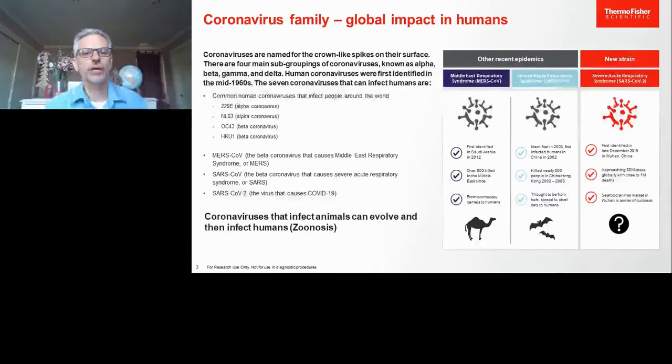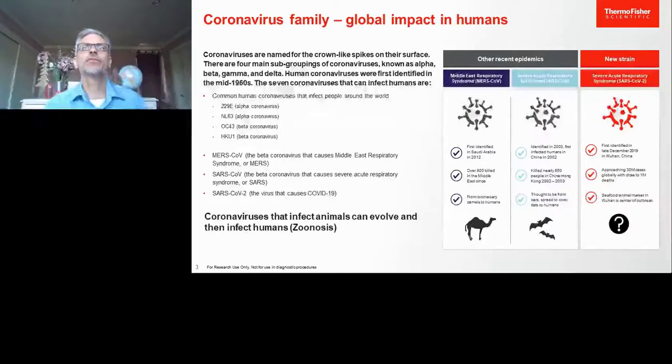And then there are 3 more serious viruses that produce much more severe respiratory infections. These are Middle East Respiratory Syndrome, or MERS, and the first version of SARS, and then the version of SARS that we're dealing with now, which is the virus that causes COVID-19. And these coronaviruses can infect animals and can evolve and then infect humans through this zoonosis process.